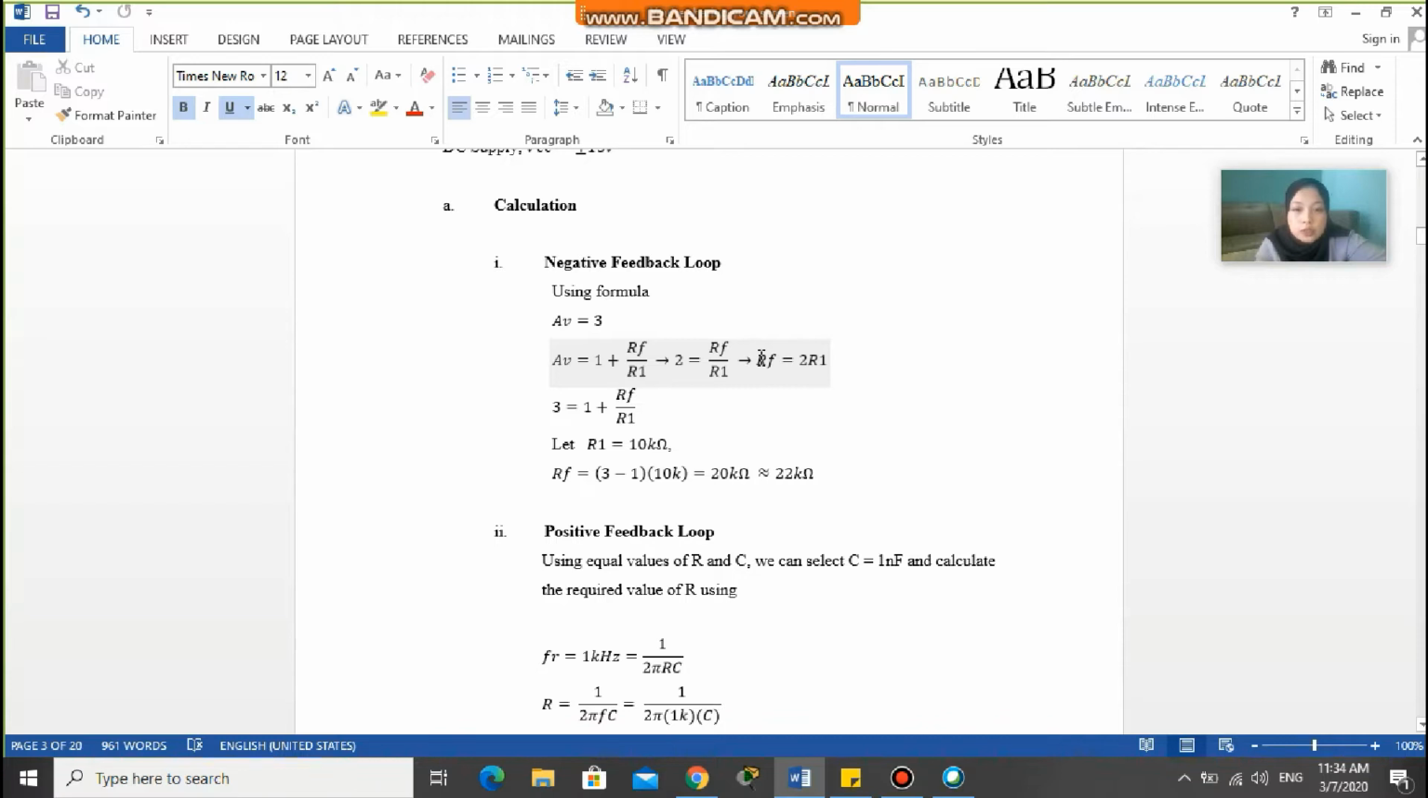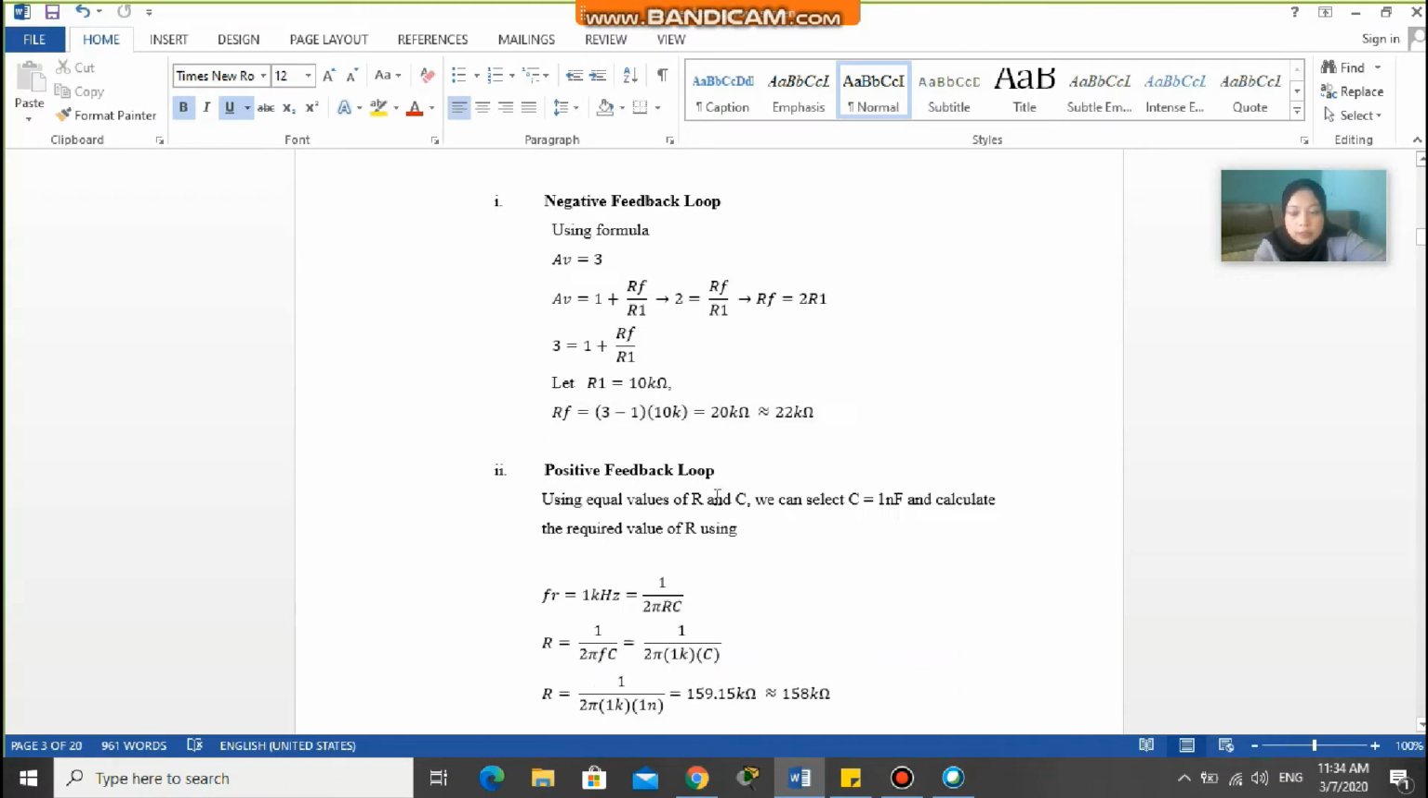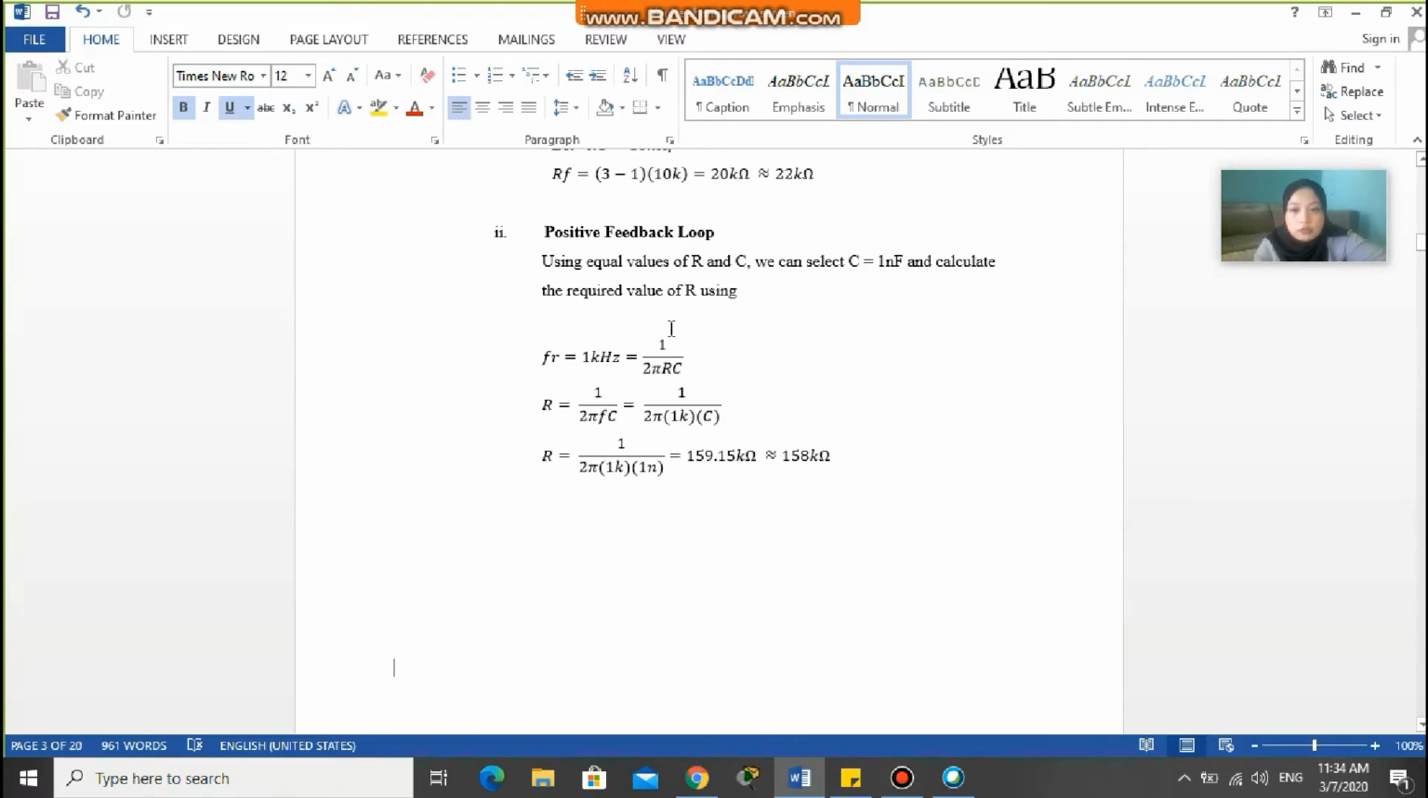So the ratio we get for RF is equal to 2 times R1. We let the value of R1 be 10 kilo ohm, and we get the value of RF equal to 20 kilo ohm. So we decide to use RF equal to 22 kilo ohm to get the value of AB equal to 3. Next is the positive feedback loop.